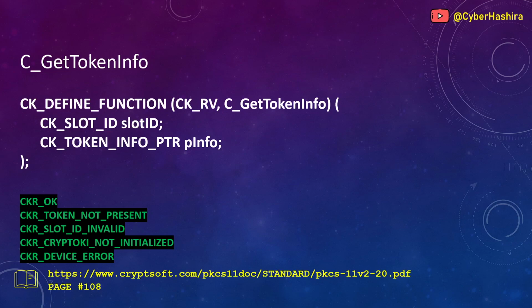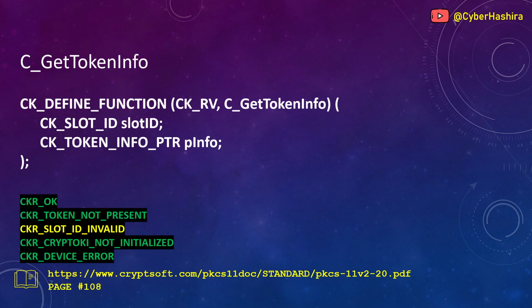These are some return codes that C get token info may return. CKR OK means everything is good. CKR token not present means that the slot ID passed as an argument into C get token info does not have any token present in it. It is an empty slot.